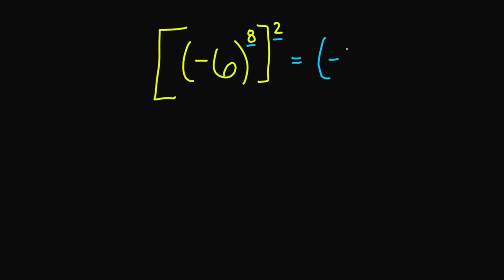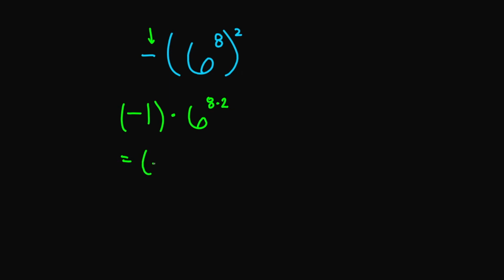What about if I had parentheses, negative 6 raised to the 8th power, and the parentheses raised to the power of 2? So we're going to be doing the same thing here. You have a power raised to a power, so I'm going to multiply my exponents. This is going to turn into negative 6, 8 times 2. 8 times 2 is 16, so you're going to get negative 6 raised to the 16th power.